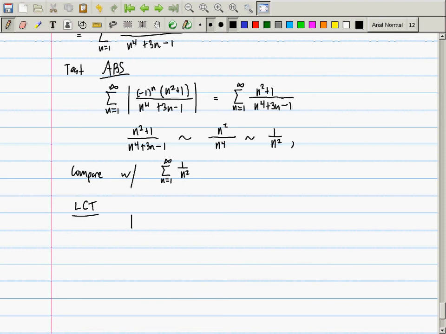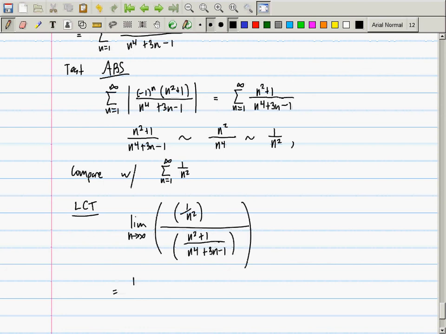So then we'll compute the limit as n goes to infinity of a ratio. So which one should it be? Should it be this one over that one, or that one over that one? Which one? Doesn't matter, right? You gotta know what is the one that does matter? The ratio test matters. This one doesn't matter. So then 1 over n squared, I'll write that one in the numerator, over this glorious thing, n squared plus 1 over n to the 4th plus 3n minus 1.